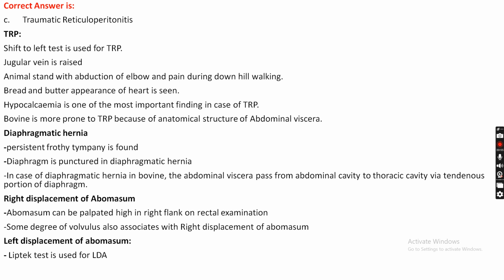Similarly, in case of traumatic reticuloperitonitis, the jugular vein is raised. Okay. And we see that the animal stands with abduction of elbow, and there is pain when the animal is going downhill walking. And if we see the heart, it will have a bread and butter appearance. Okay. And if we take the blood test, we find a hypocalcemia condition. And bovines are more prone to this TRP condition because of the anatomical structure of their abdominal viscera. Okay.